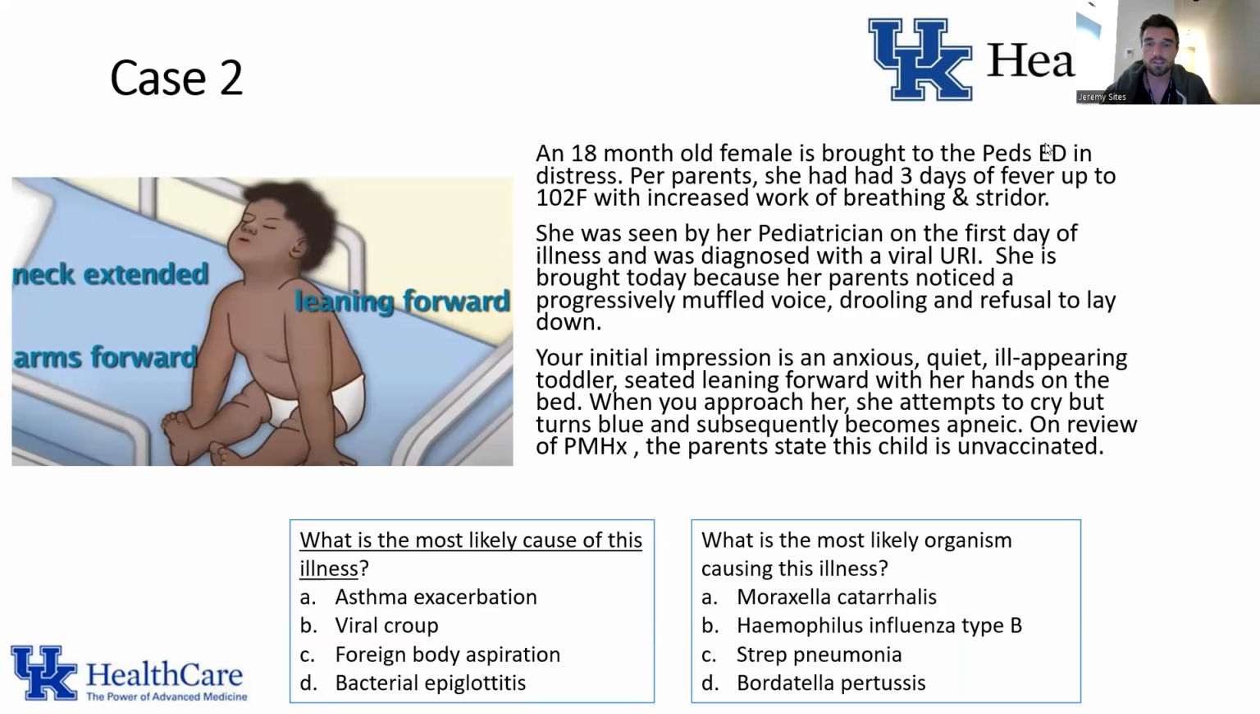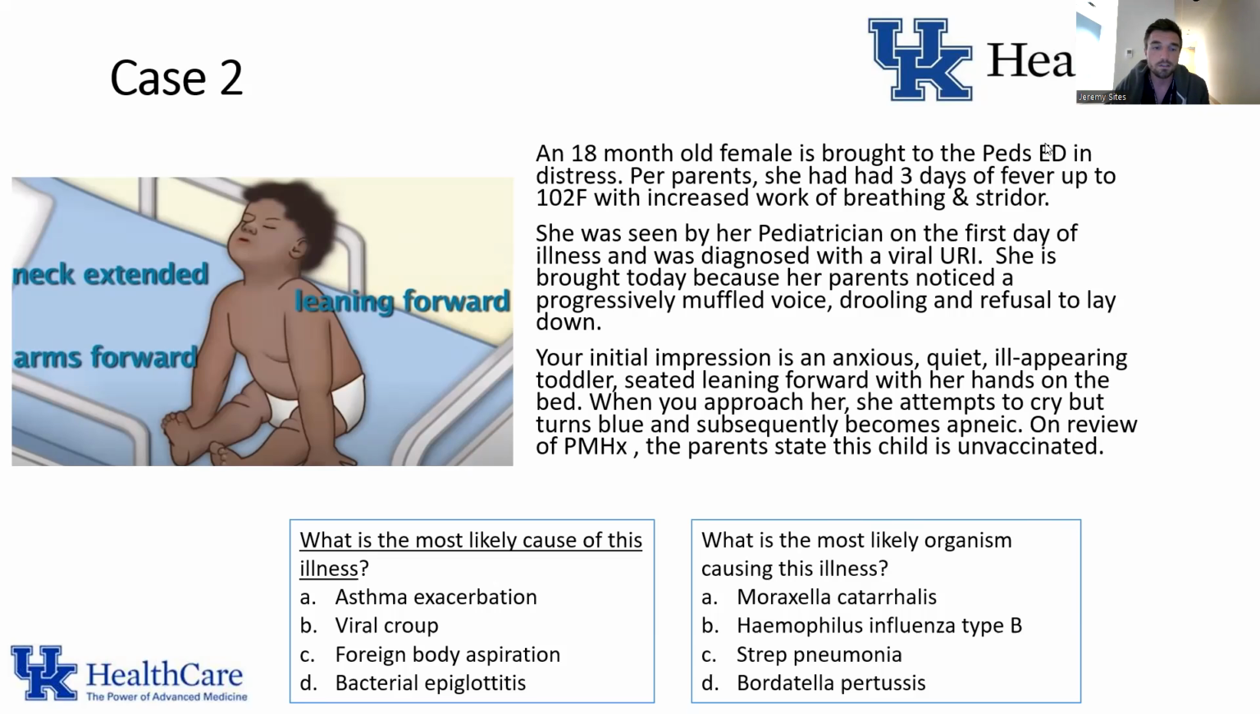On your initial assessment, you're concerned that the child is anxious, quiet, and ill-appearing. The child is sitting, leaning forward with her hands outstretched on the bed. When you approach her, she attempts to cry, but turns blue and becomes apneic. On review of the past medical history, the parents state that the child is unvaccinated. So question 1, what is the most likely cause of this illness? Asthma exacerbation, viral croup, foreign body aspiration, or bacterial epiglottitis?